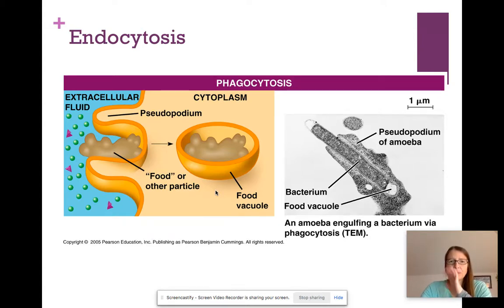Okay, so you can see phagocytosis means cell eating, but bringing it into the cell is endocytosis.